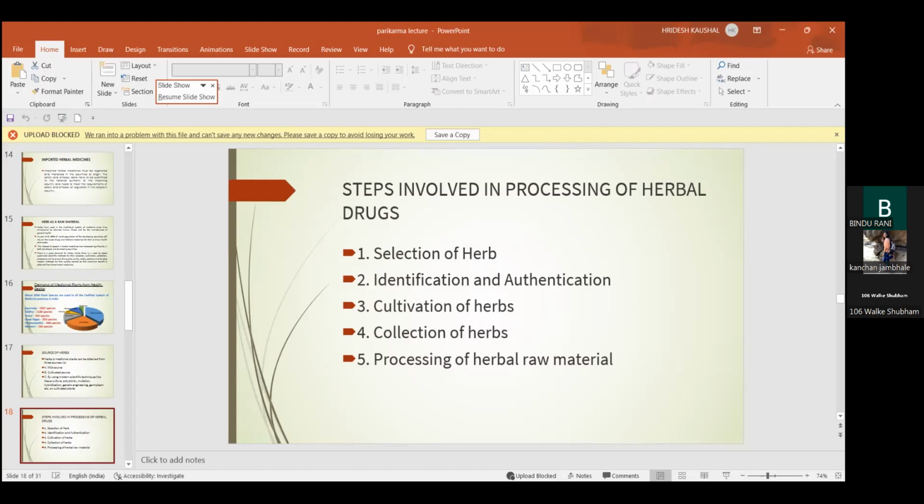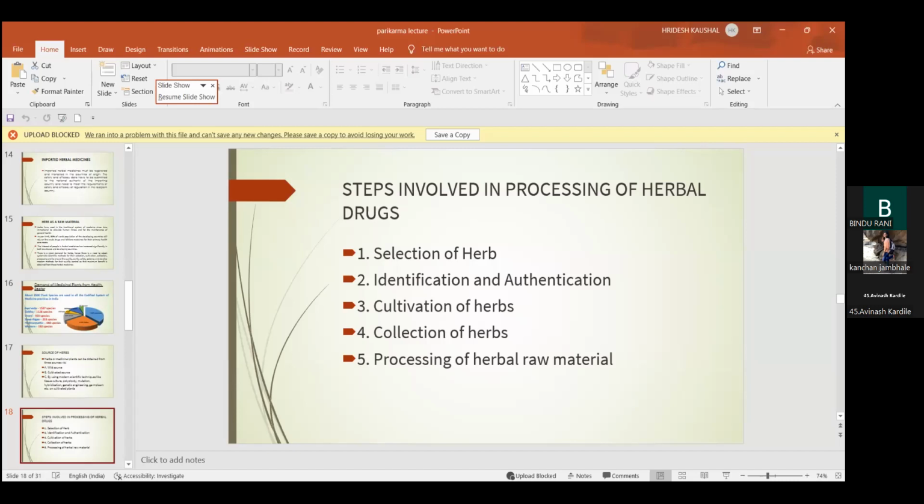Means we have to use the proper method of cultivation, and we have to collect the species or that particular variety from the particular region, at the particular time and in the particular stage. So all these things are required primarily for the preparation of any herbal product. So after cultivation and collection, there is a need of processing.